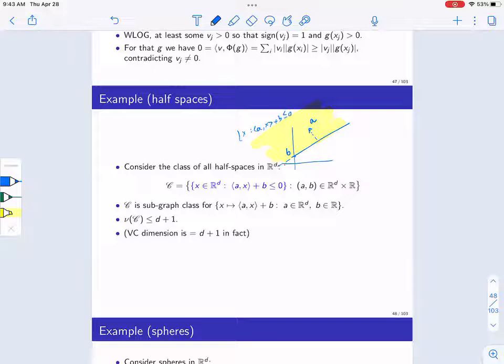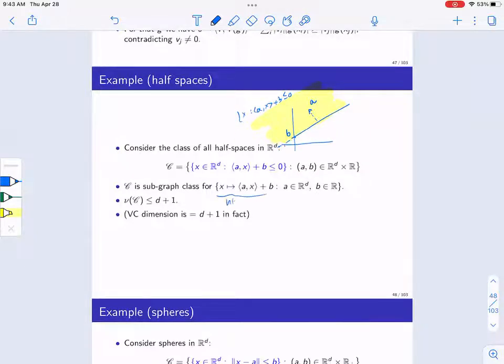So you're looking at the class of all half spaces, and this is a subgraph class associated with this sort of affine function class. So all the functions that look like basically map. This means h of x is ax plus b. Okay, and this notation ax is just the inner product, right? Sometimes we read it as A transpose x.